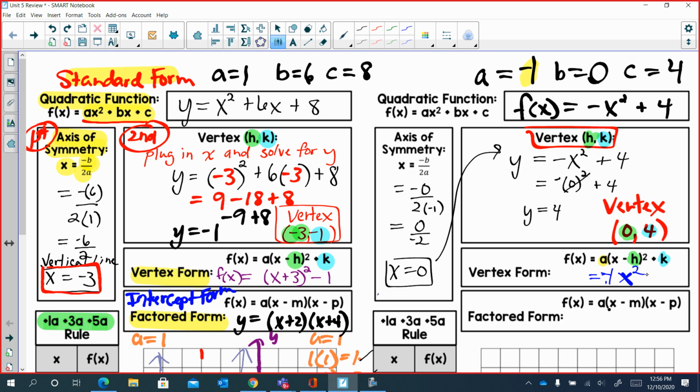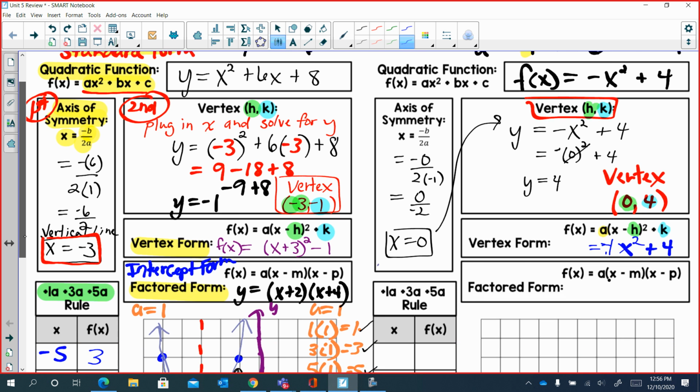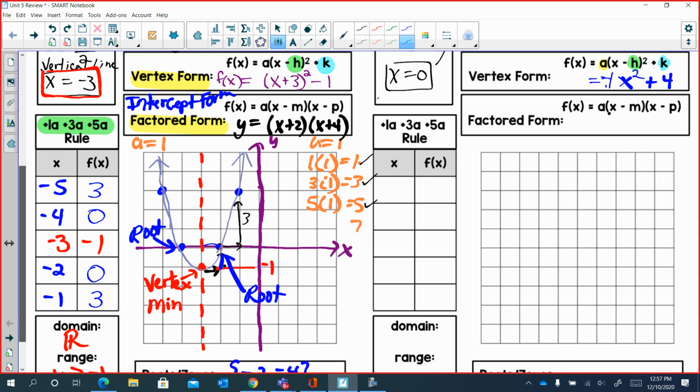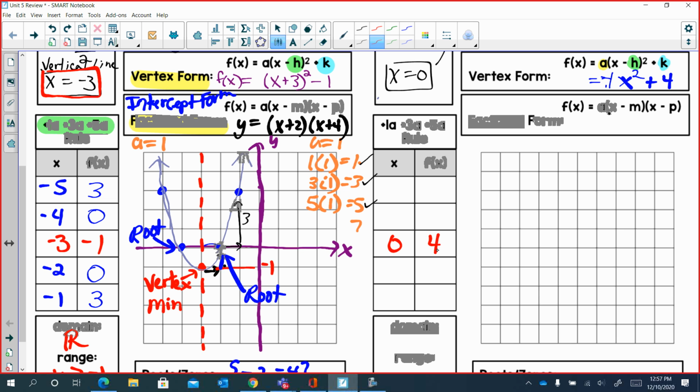Okay, and then you already told me what the k is. What's the k? So this is gonna be plus 4. Yeah, it is, because of the x being 0. That's why. Okay. But from here, we have to go to the table. What goes in the middle of the table? Yep, the 0, 4, the vertex.